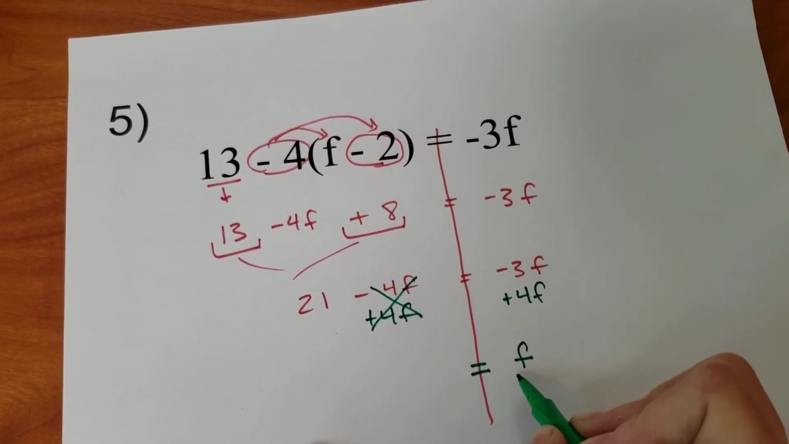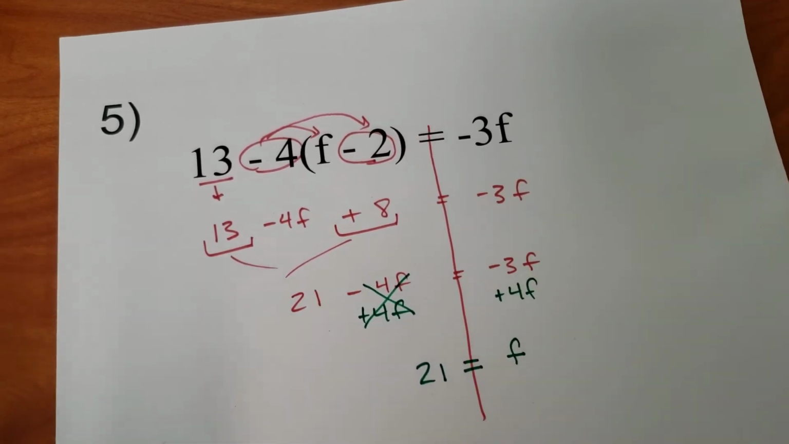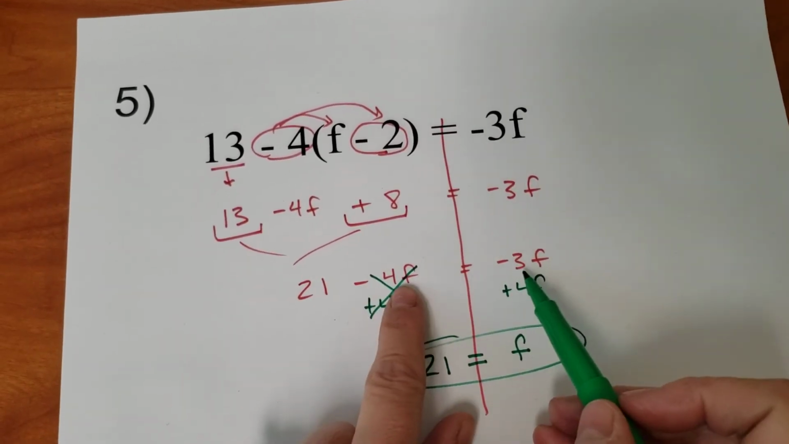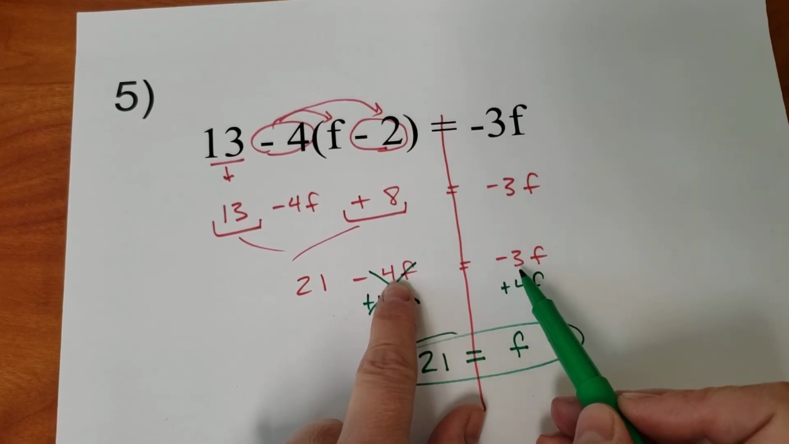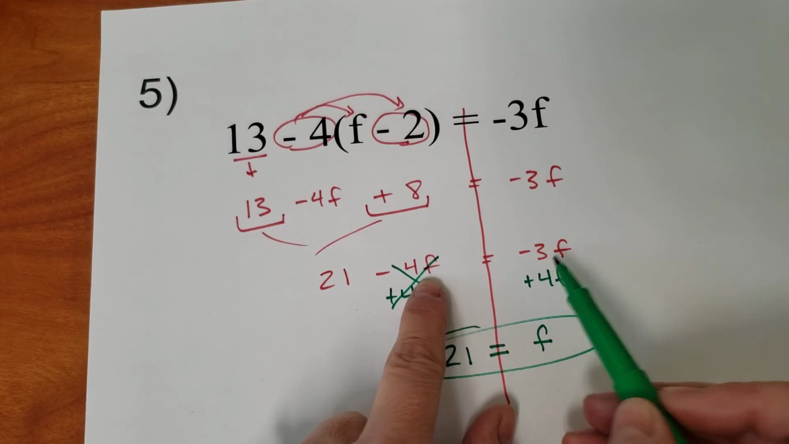I don't need the 1 in front of it. And then I bring down 21. I got one solution. See, just by these two being different coefficients on the f, that tells me I'm going to get a solution. It's not a special case unless these two are the same coefficient.